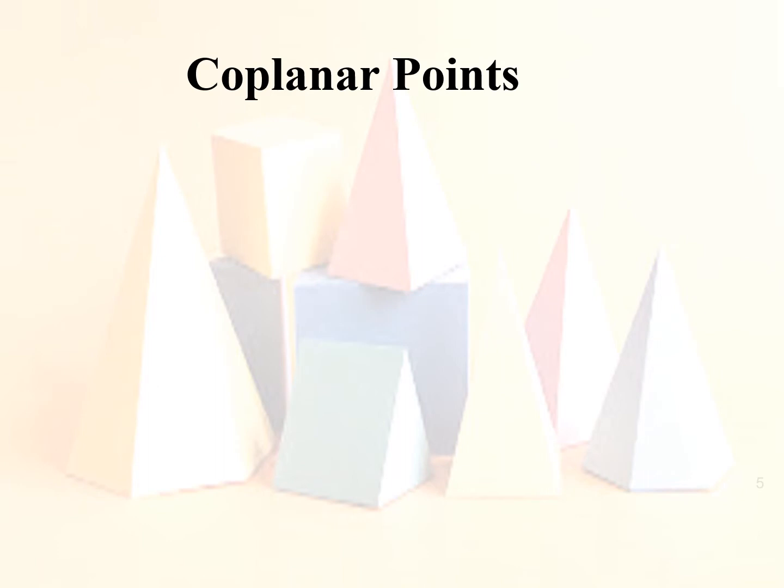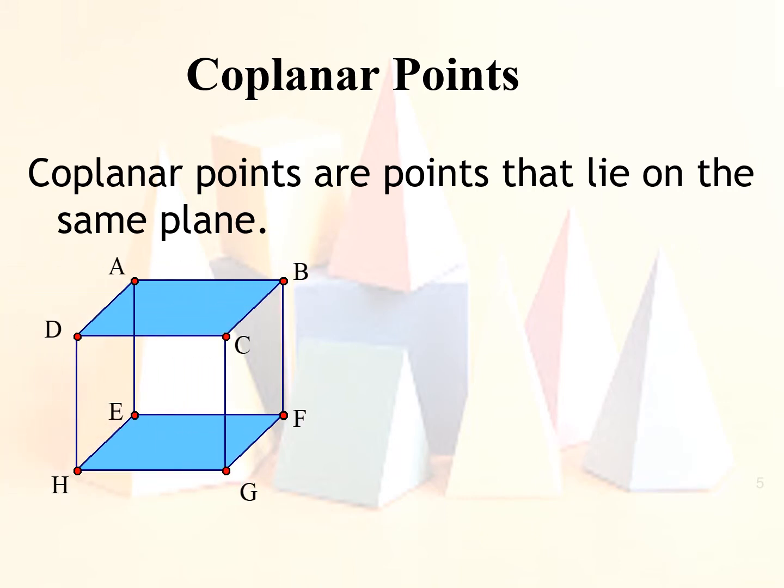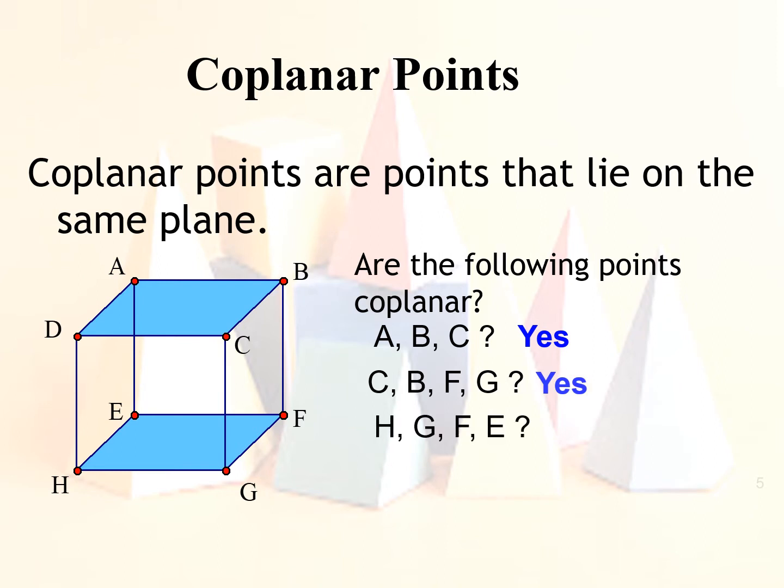Now let us have the coplanar points. Coplanar points are points that lie on the same plane. So if we have this figure, we ask ourselves, are the following points coplanar? Point A, B, C? Yes, it is. How about points C, B, F, G? Yes, it is. And how about points H, G, F, E? Absolutely yes. So again, coplanar points are points that lie on the same plane.